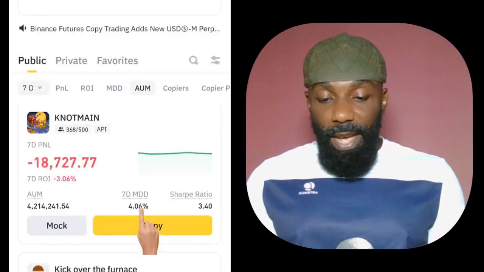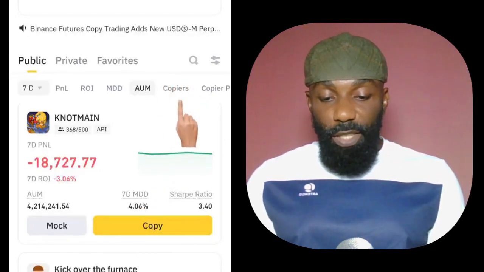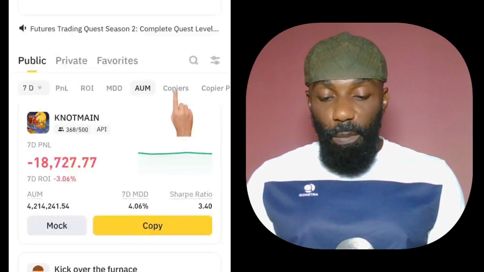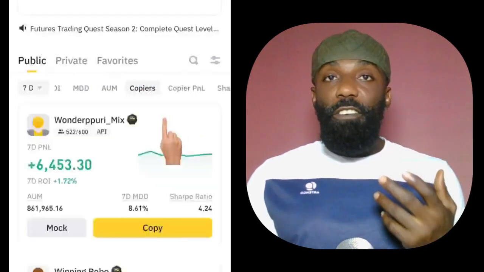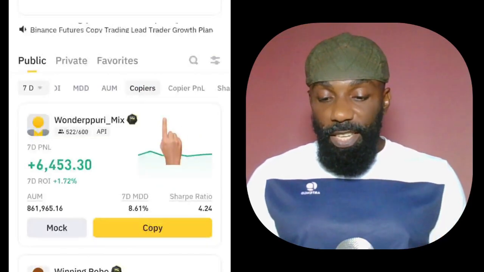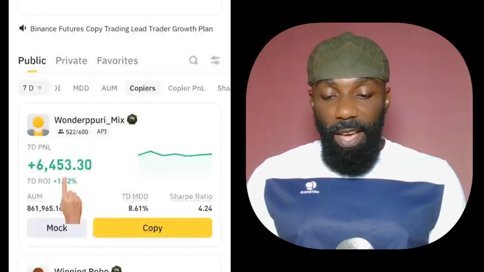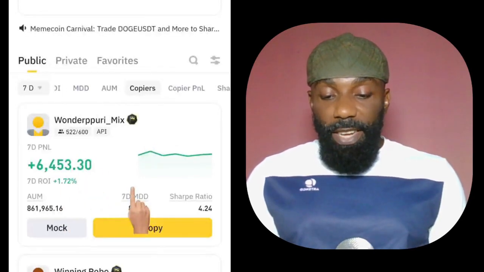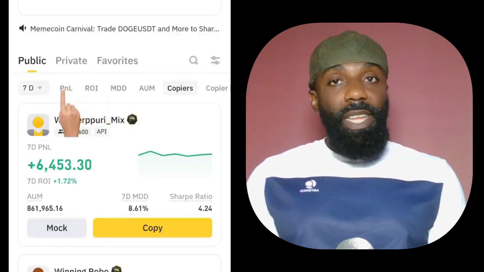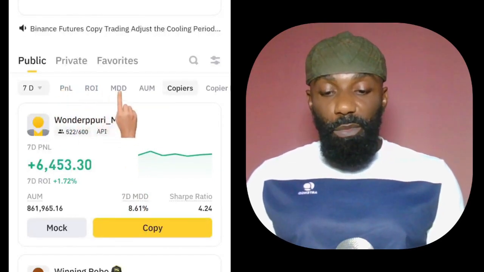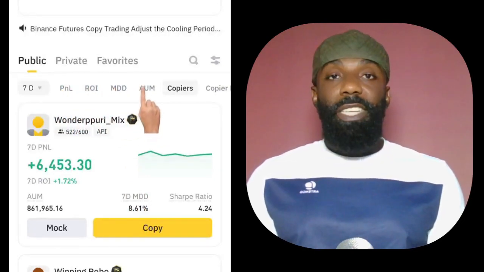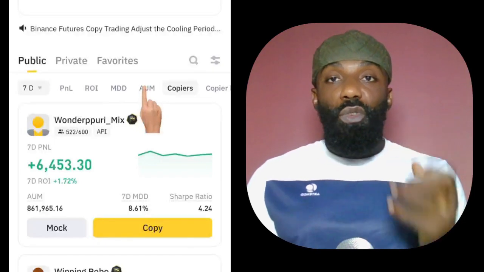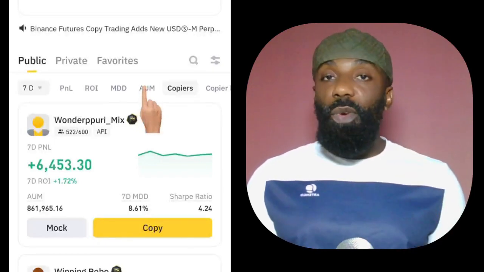Then let's look at these other ones. I don't want us to pay attention to them, because this copier column shows the number of persons following each of those traders. For now, that is not very important to us. So quickly, looking at this P&L, profit and loss, return on investment, maximum drawdown, and asset under management, which one do you think is good for you to consider before you follow any trader?